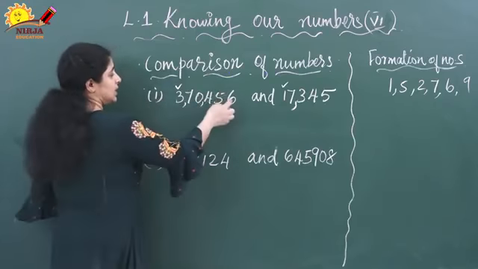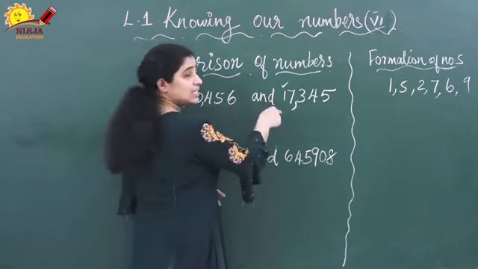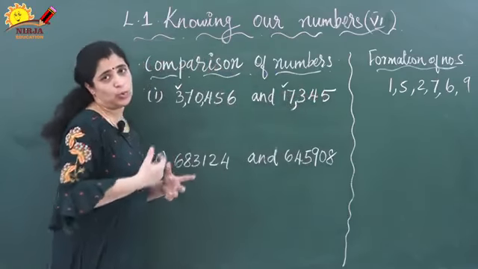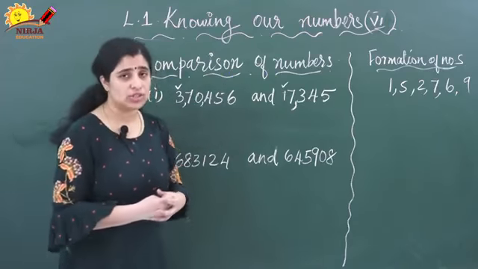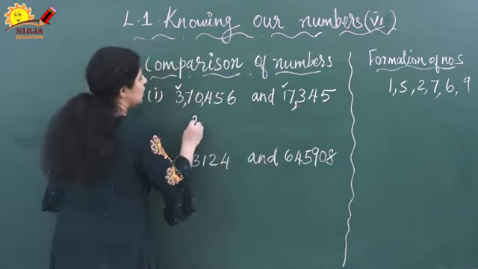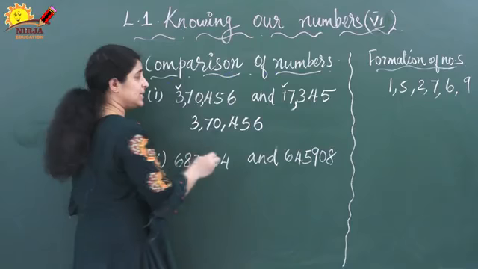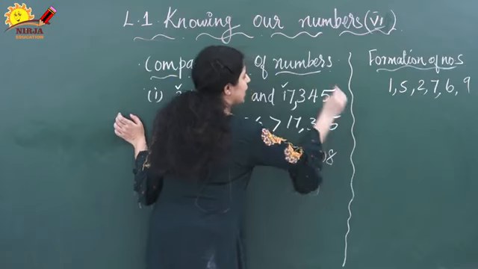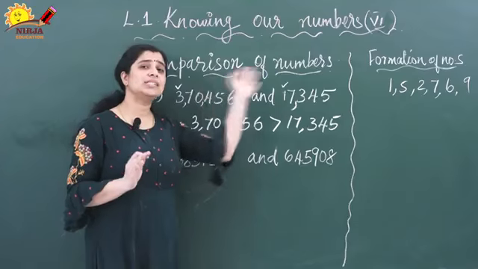So here you can see 1, 2, 3, 4, 5, 6. 6 digit number, this one. And consider this one. 1, 2, 3, 4, 5. This is 5 digit number. So obviously you know that a 6 digit number is greater than a 5 digit number. So this number will be greater than this number. So 3,70,456 will be greater than 17,345.